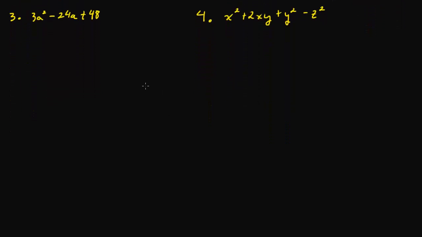So in example 3, I have 3a squared minus 24a plus 48. Now, this is not a perfect square trinomial off the bat, but if you look at all the coefficients in this trinomial, 3 is divisible by 3, negative 24 is divisible by 3, and 48 is divisible by 3.